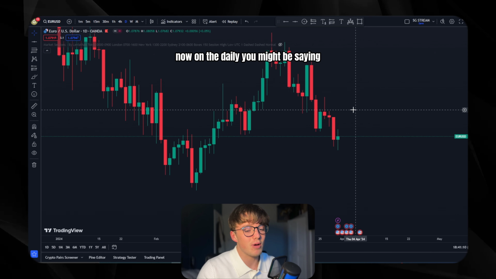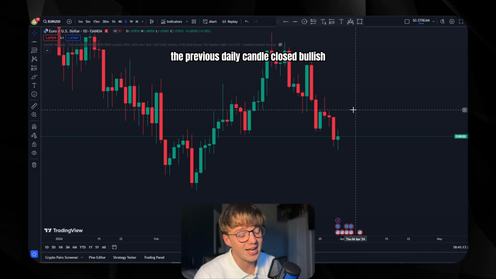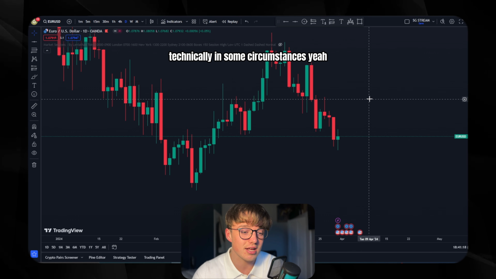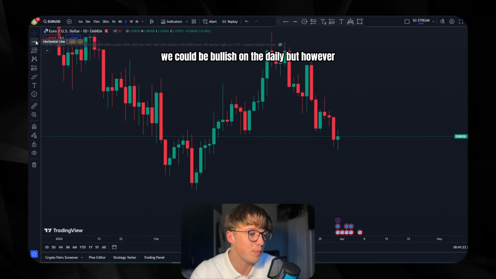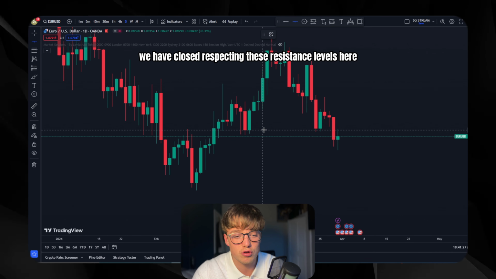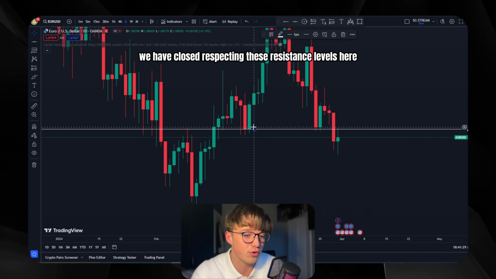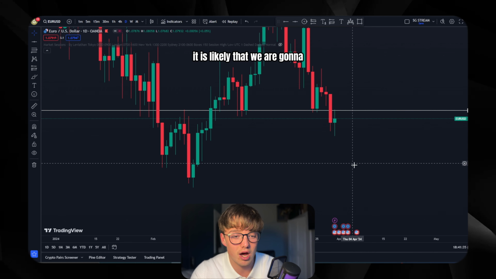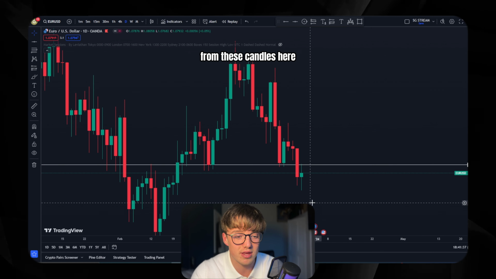Now, on the daily, you might be saying, you know, SG, the previous daily candle closed bullish, so that means we're bullish for the day. That's technically not true, okay? Technically, in some circumstances, yeah, we could be bullish on the daily, however, in my honest opinion, we have closed respecting these resistance levels here. So we've rejected back off this level, tapped into it. It is likely that we are going to continue this downwards trend from these candles here.